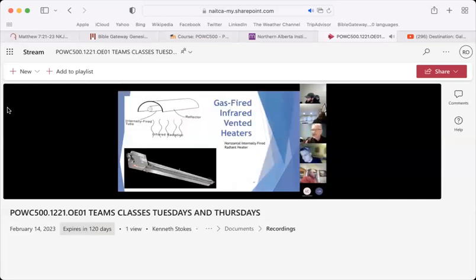reflectors direct the heat. So the one that comes to mind is this one. This is in the car wash. More and more people are using these in their garage. They're not that costly. They have a tube, internally fired tube. So we bring combustion air into the intake with a fan, and the exhaust is out the other end of the building, out a chimney. Gas-fired infrared vented heaters, horizontally internally fired radiant heaters.